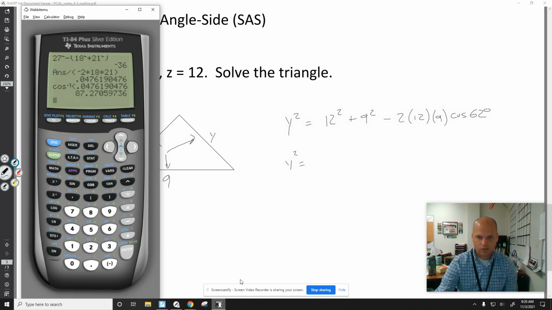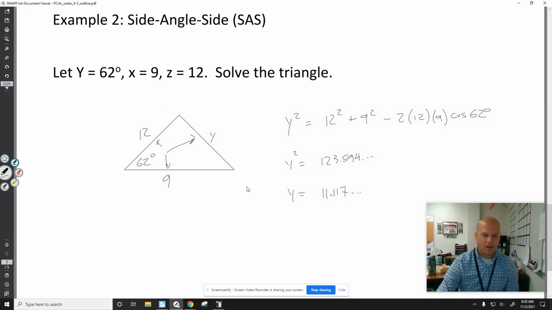Y squared equals 12 squared plus 9 squared minus 2 times 12 times 9 times the cosine of 62. Enter. Don't forget to square root. You don't have to worry about the plus or minus. We're talking about triangles, side lengths we want to be always positive. 11.117.